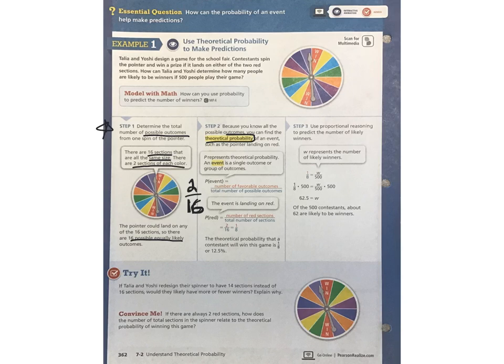The theoretical probability, so here's your vocabulary word, tells us about what should happen. In other words, if I were to spin the spinner 16 times, I would expect that the red section would come up twice out of that 16 times. A capital P in this case stands for the theoretical probability, what we expect to happen. The event is the outcome that we're looking for.